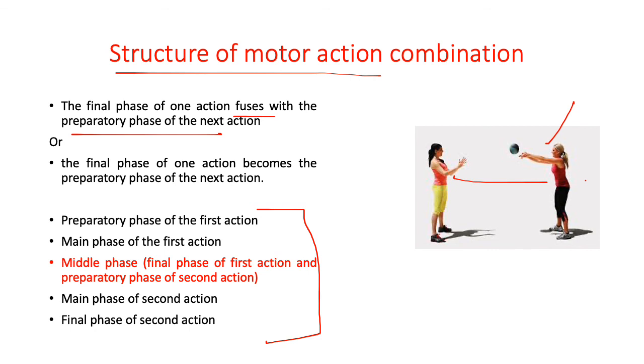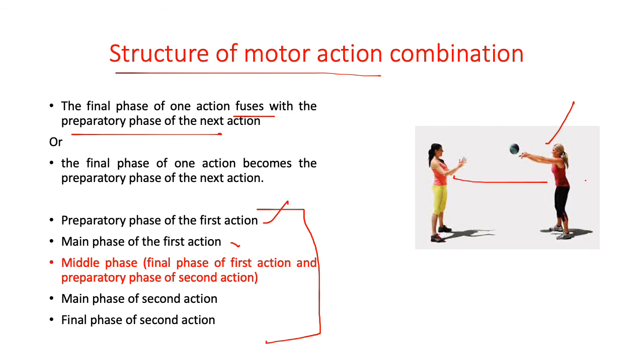So just focus on these 6 points, you will understand. The preparatory phase of the first action. So what is that? Making a posture so that you can catch the ball with your hand. So this is your preparatory phase, number 1. Number 2 is the main action. Main action is what? You have to catch it. So she will catch the ball in the main phase. This is the main phase of the first action.